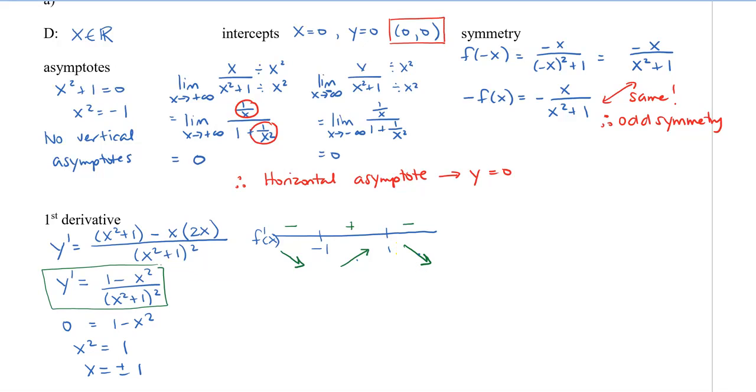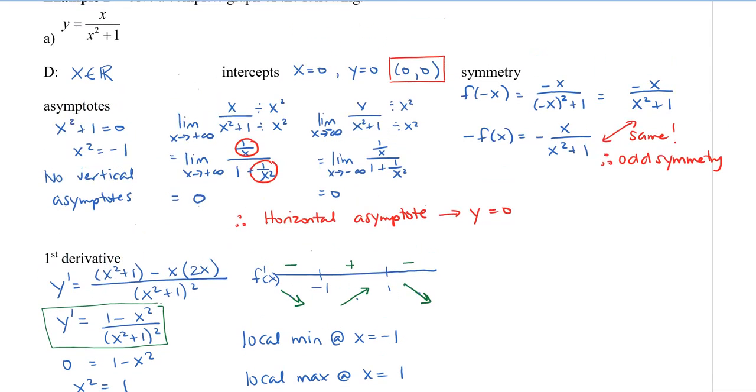All right, so from here, I can see that I have a local min at x equals -1, and I have a local max at x equals +1. All right, now to find what these values are, remember that I need to plug in x equals -1 and 1 back into my original equation back up here.